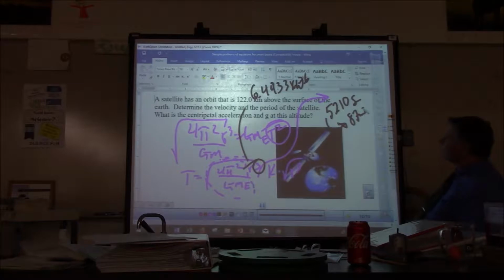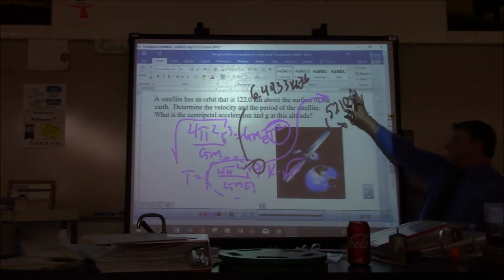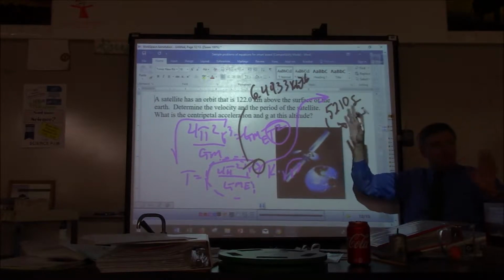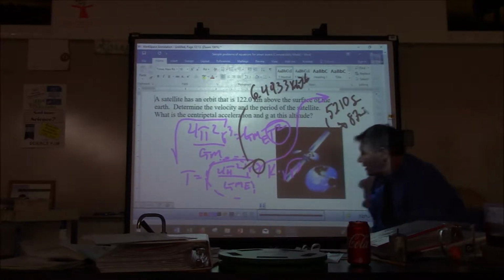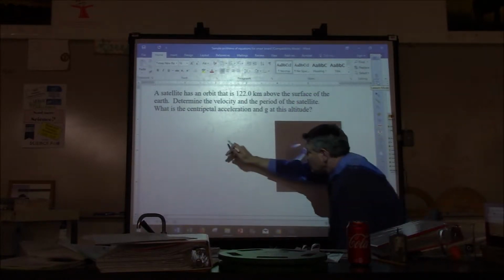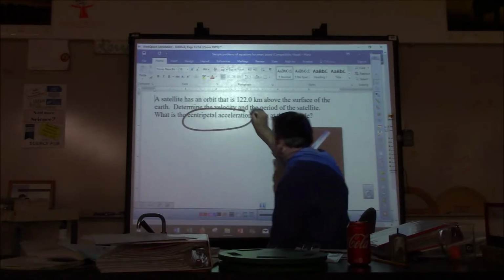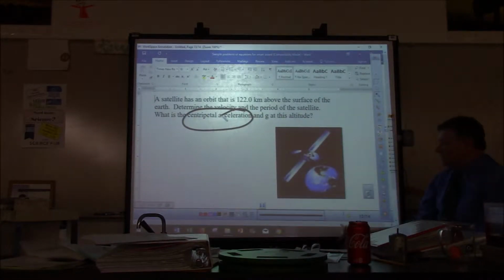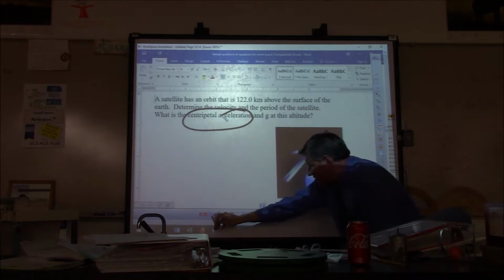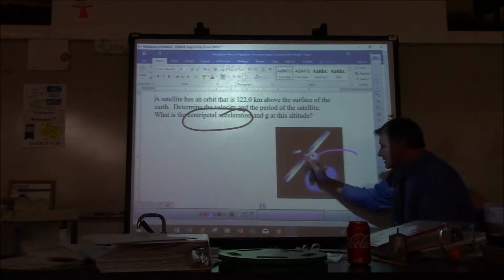Okay, so we got those pretty much plug and chug, right? 10 to the third on your velocity, 10 to the third on the seconds. Hey, we're cool. We're off to the races. Now, next one. The centripetal acceleration. Now, how do you know that this satellite is even undergoing centripetal acceleration? It's not flying off. Yeah, it's moving in a circle.